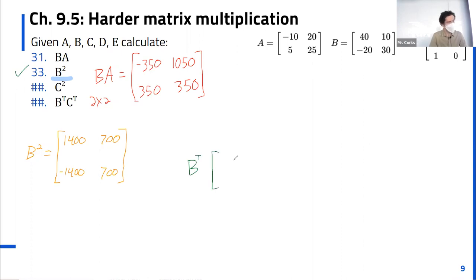What is B transpose? 40, negative 20, 10, and 30. Okay, so remember, a transpose is a diagonal flip. It is not a rotation. The values in the main diagonal need to stay the same. If any of those change, you've done the transpose wrong. If we rotate, all of those will change.